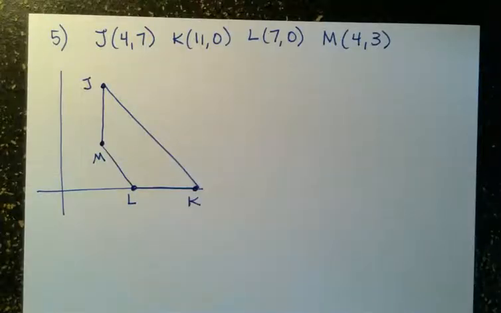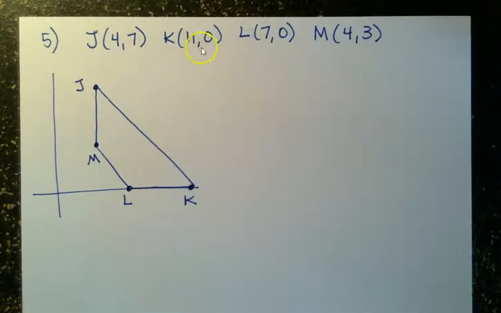Okay, so here's our last one, and it's a pretty interesting one. You notice that K and L have the same Y value, so those make a horizontal segment. And J and M have the same X value, so those make a vertical segment. So it looks a little like this. It's going to be interesting to see if JK and ML are parallel. We already know that JM and LK are not. So I'm going to say it's possible we have a trapezoid here, so let's see.